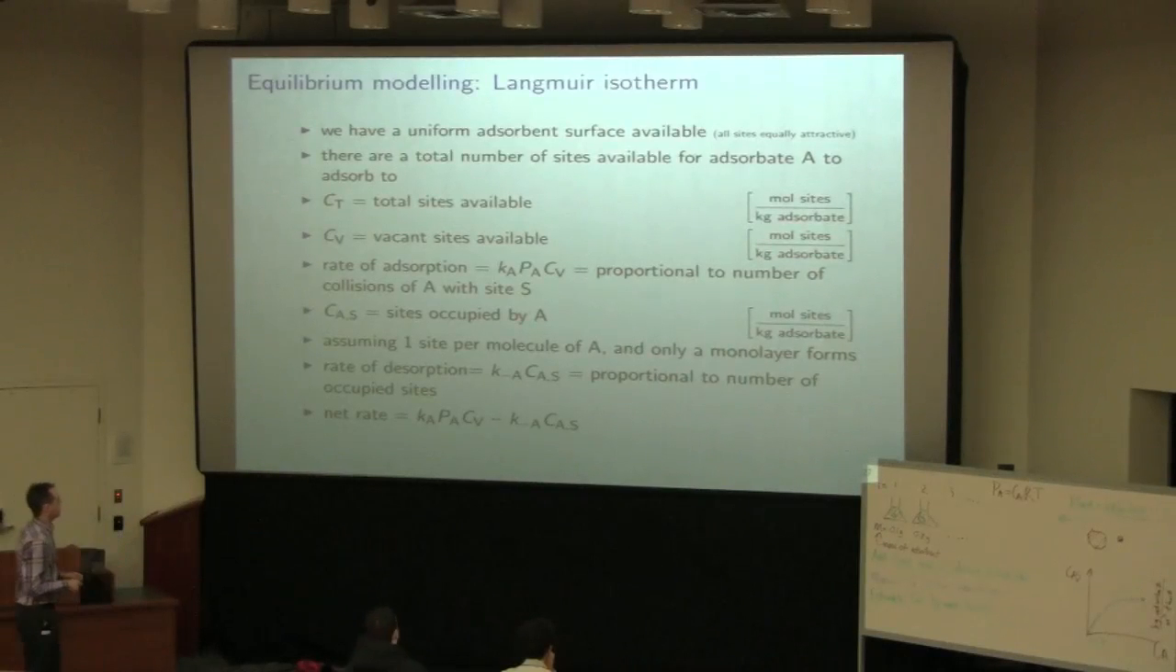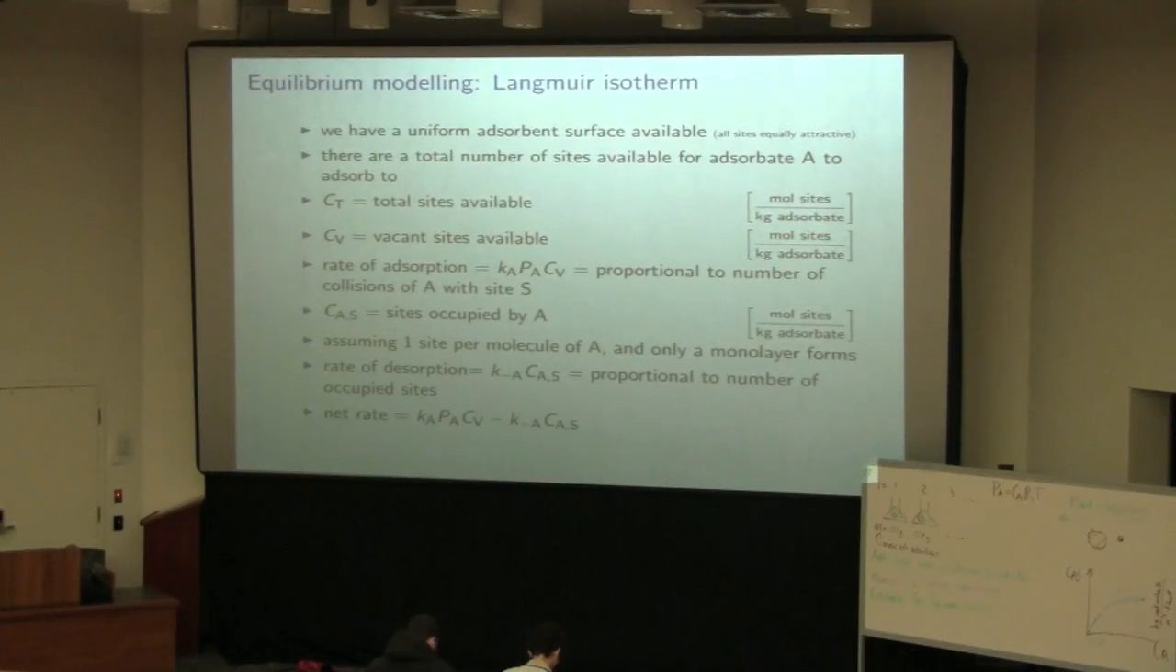Now let's take a look at the rate by which we desorb, because this is an equilibrium process. There's adsorption taking place, but there's also desorption taking place. And CAS then will be the number of sites occupied by A. So that can be moles of sites per kilogram of adsorbent. And assuming that every site attracts one molecule, we form only the single layer. So that's another key assumption of this derivation. The surface of the adsorbent is only coated with a single layer of adsorbate molecules, whereas some of the other models assume bilayers or multiple layers forming. Here we're only assuming a monolayer will form.